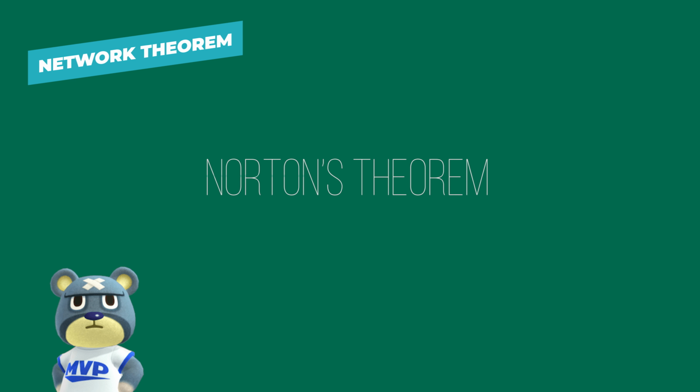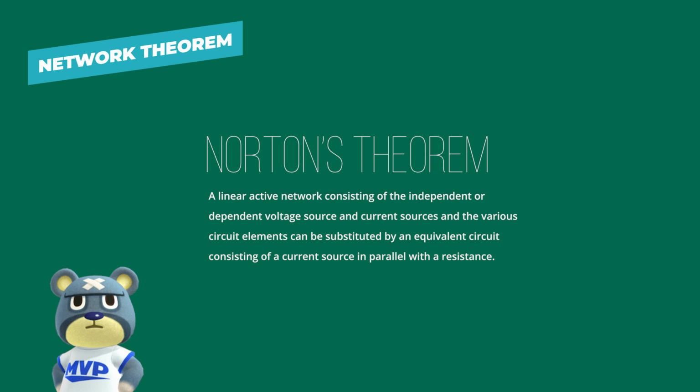And the next theorem is the Norton theorem. The Norton theorem states that a linear active network consisting of independent or dependent voltage sources and current sources and various circuit elements can be substituted by an equivalent circuit consisting of a current source in parallel with a resistance, the current source being the short circuit current across the load terminal and the resistance being the internal resistance of the source network.